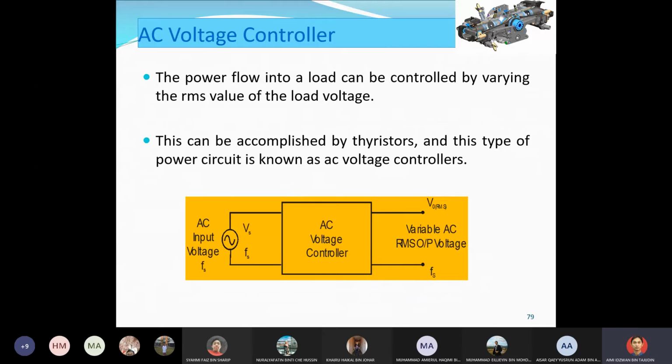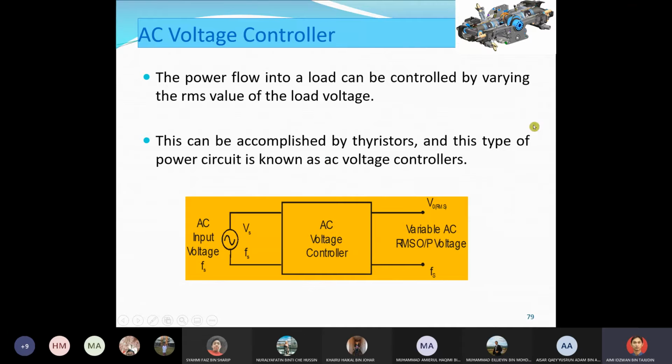So if we have a full area of the curve, so kita akan cakap dia sebenarnya sama dengan source voltage. But if we just switch late, maksudnya kita buat slightly delay on the alpha, so kita akan nampak the area is less. So the area basically reflects the value of RMS voltage. So point number 2, this can be accomplished by thyristor, and this type of power circuit is known as AC voltage controller. So dia dikenali sebagai AC voltage controller.